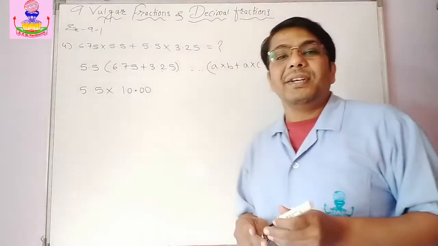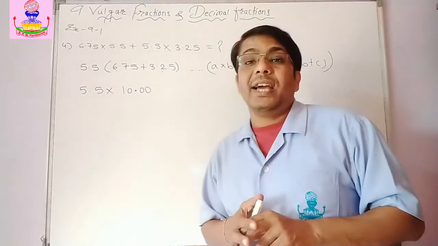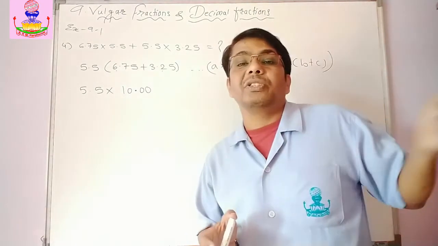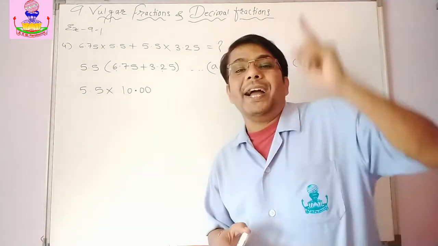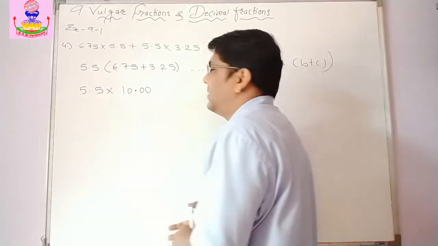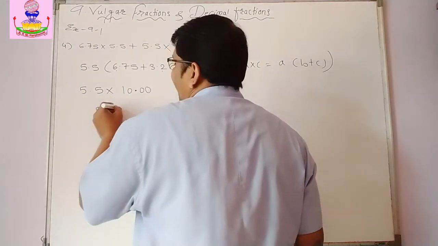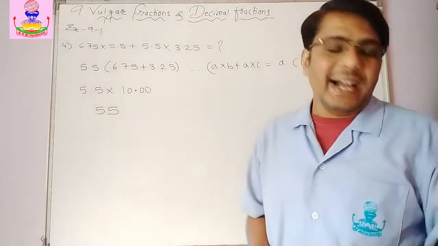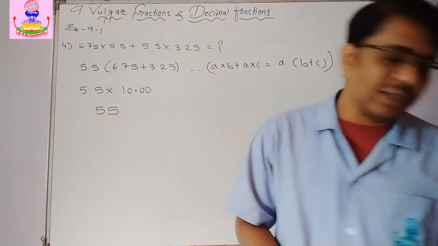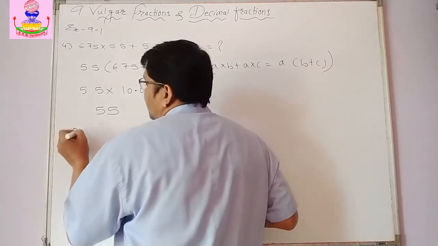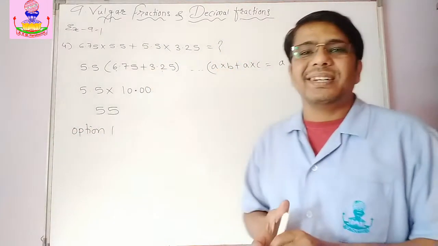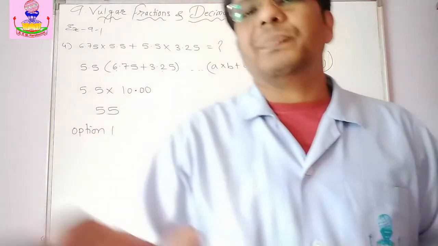Now 10 into 5.5. तो हमने तो पढ़ा है when I multiply by 10, decimal point should shift towards right hand side by 1 digit. Right? So this decimal point will come here. And so the number will become, oh yes, 55. And so option number again is 1. So option 1. Okay. So let's move to the fifth example now.